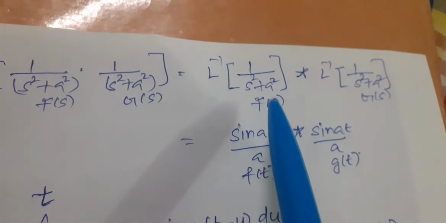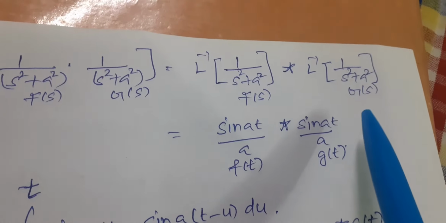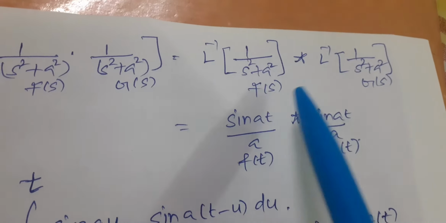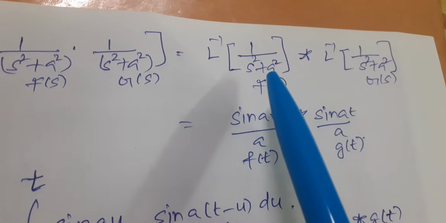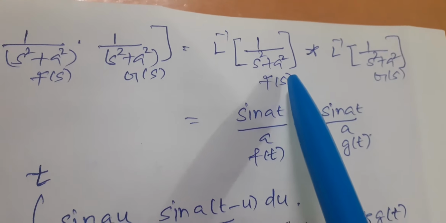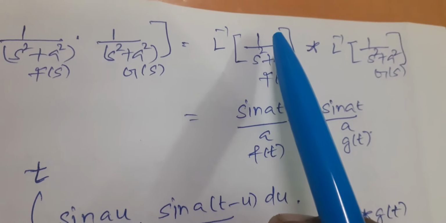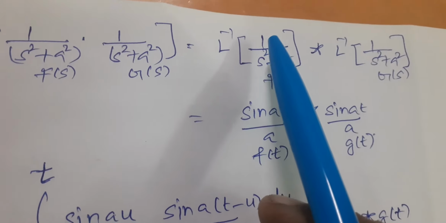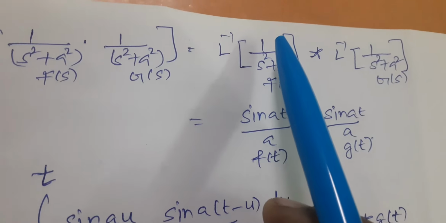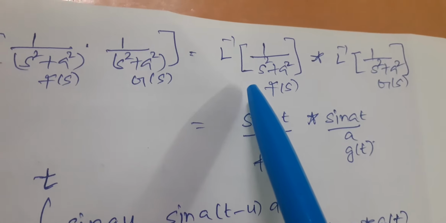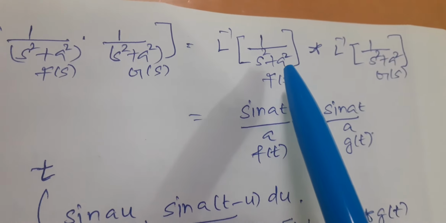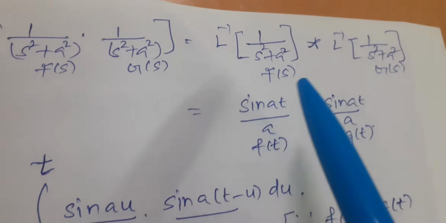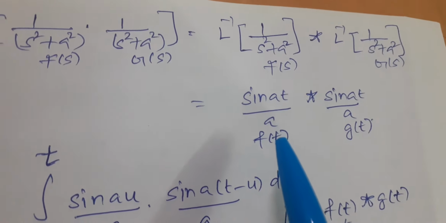Here f of s is 1 by s square plus a square, g of s is 1 by s square plus a square. Now we need to find L inverse for this function. We remember the formula: for s square plus a square, the numerator should be either s or a constant. Here there is no a, so multiply and divide by a. So 1 by a into L inverse of a divided by s square plus a square is sin at. That only I am writing as sin at by a.